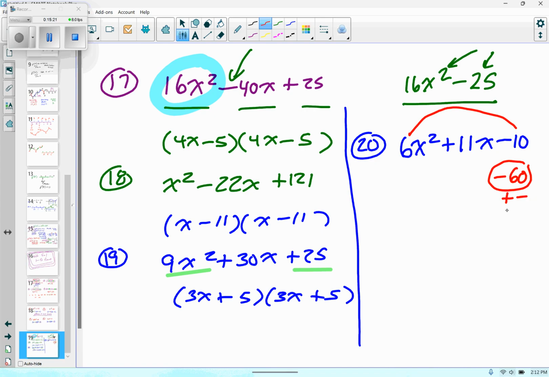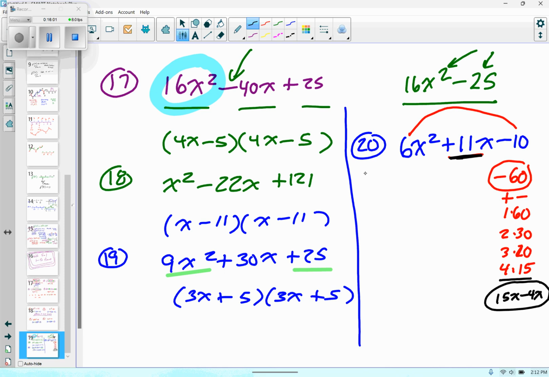So I know that 1 times 60 is 60. Is there any way that I could make 60 and 1 add up to 11? No. What about 2 and 30? Can I make 2 and 30 somehow combine together to give me 11? What about 3 and 20? It's not going to work. What about 4 and 15? I think 4 and 15 is a winner. So if I had a 15x and a minus 4x, do you feel comfortable that if I combine those together, I get positive 11?